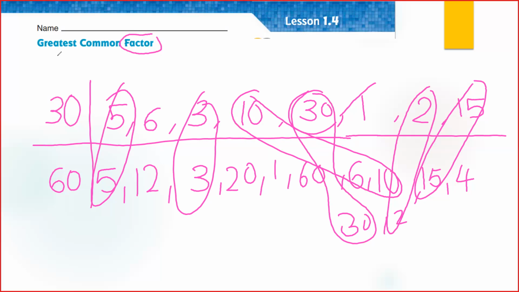Now, what do we have to do here? We have to find the greatest factor. What is the greatest factor here? Did you see the numbers that I circled? Which is the greatest one? 30, bravo. So I will say the GCF for 30 and 60 is 30. That's it.